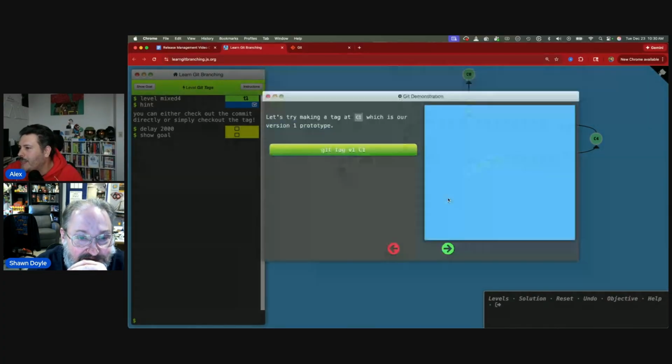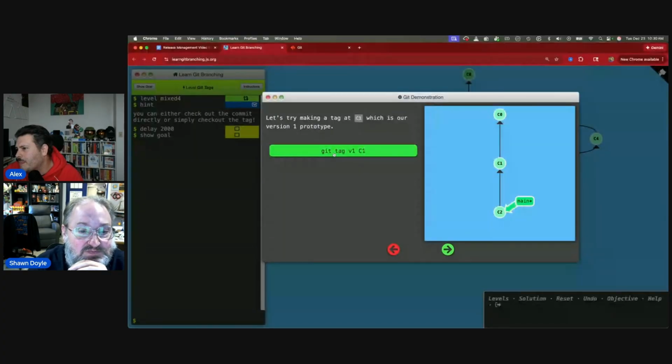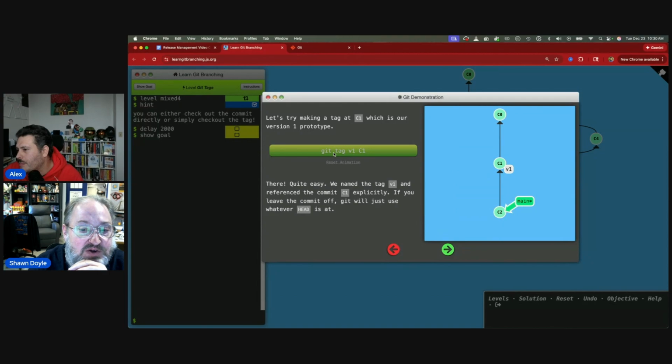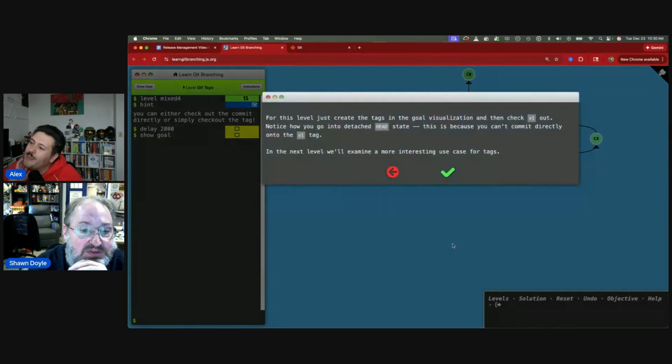Git tag. So let's try making a tag. So we made a tag called version1 at C1. There you go. Hopefully the instructions are easy. Now for this level, just create the tags in the goal and then check V1 out. Notice how you go into the detached head state, which is because you can't commit directly onto a tag. The next level, we'll examine a more interesting use case for tags.